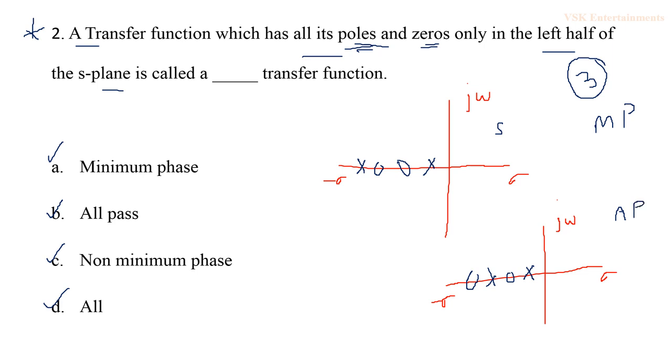And third case is, if the poles and zeros lie on the right half of S plane, then the transfer function is called as non-minimum phase transfer function. These are the types of transfer functions depending upon the location of poles and zeros. In our problem, poles and zeros lie on the left half of S plane. Then the transfer function is called as minimum phase transfer function. So option A is the correct answer for this bit.